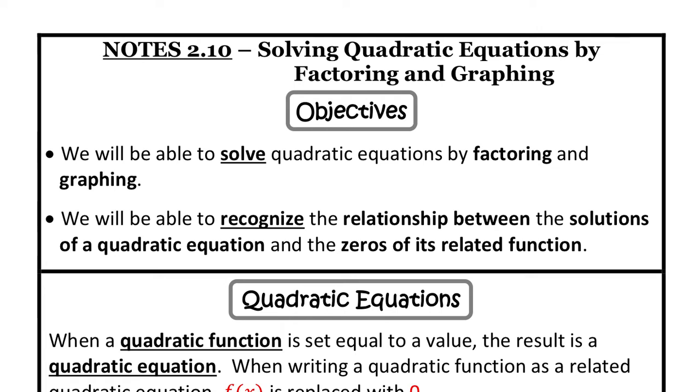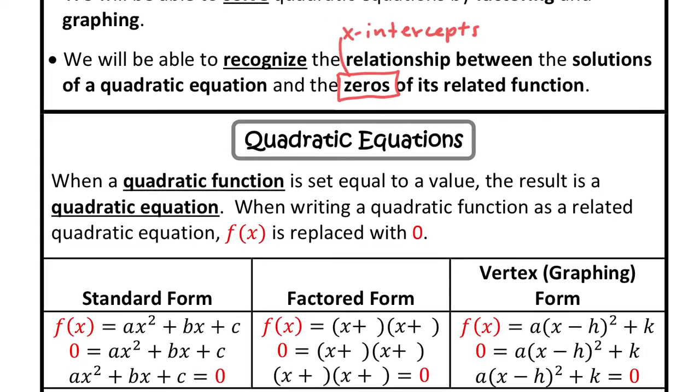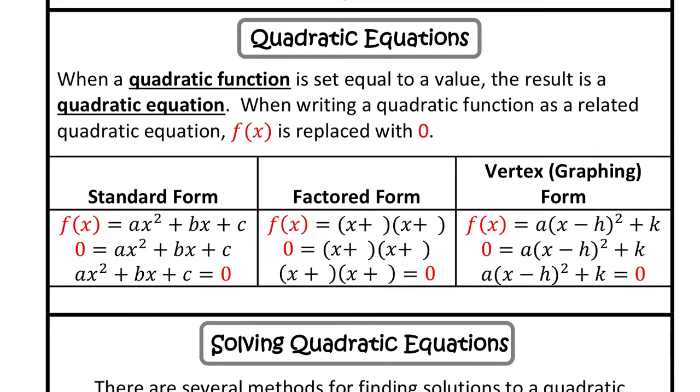And what are zeros again? Zeros is another name for x-intercepts. Okay, so we have zeros are x-intercepts. Keep that in mind as they come up in the problems.